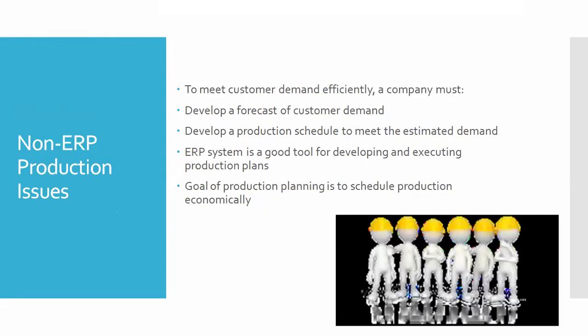Now, non-ERP production issues, क्या क्या होते हैं कि जिसमें ERP लगा नहीं, अप्लाई नहीं होता, तो उसमें सबसे important issues क्या होते हैं? That is, first is to meet the customer demand effectively. If you want to meet the customer demand efficiently, a company must develop a forecast of customer demand. You need to develop a production plan or a production schedule to meet the estimated demand. ERP, Enterprise Resource Planning system, is a good tool for developing and executing the production plan. And the goal of production planning is to schedule the production economically.